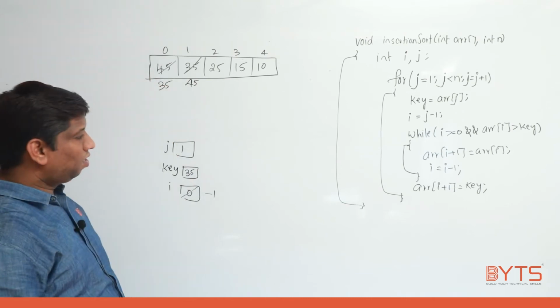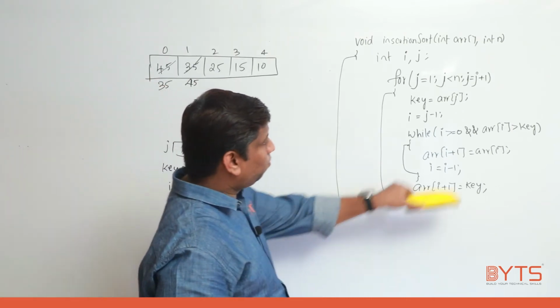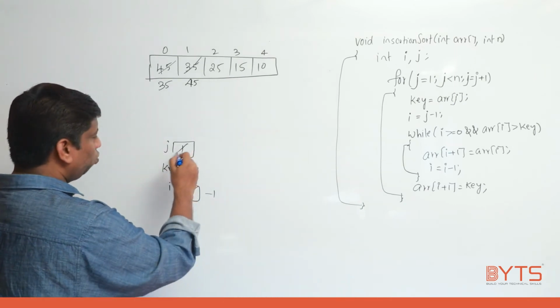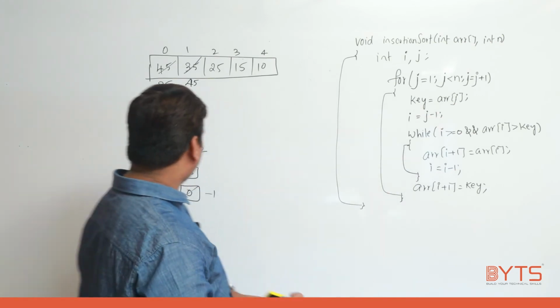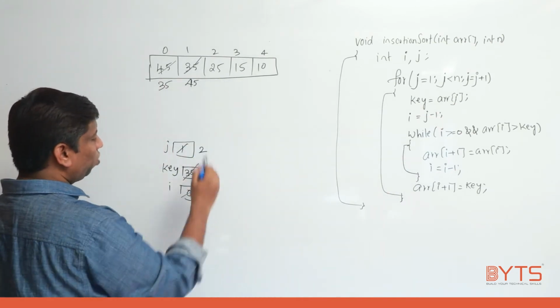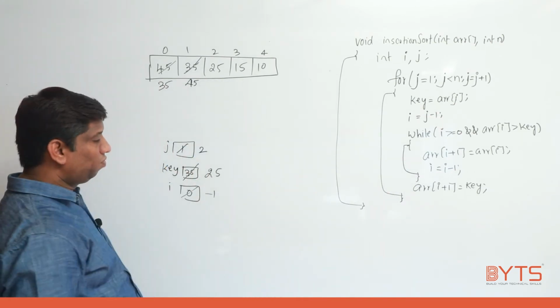I hope this is very clear. So, I reached here, come here, j is equal to j plus 1, j value will be 2. Now, key is equal to ARR of 2. What is the value of key now? 2 location value is 25. Key location value is 25.